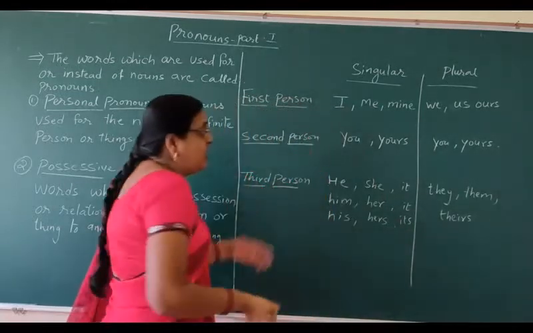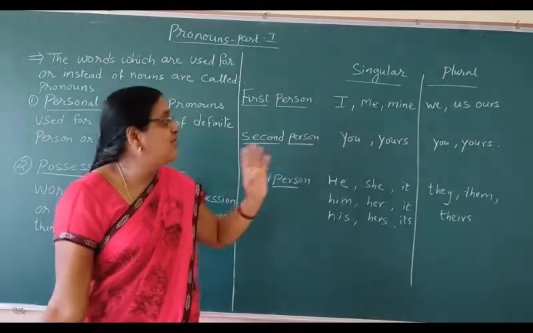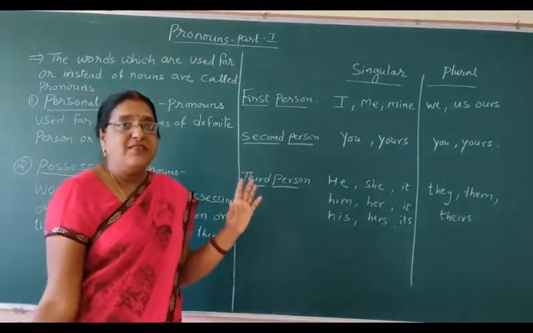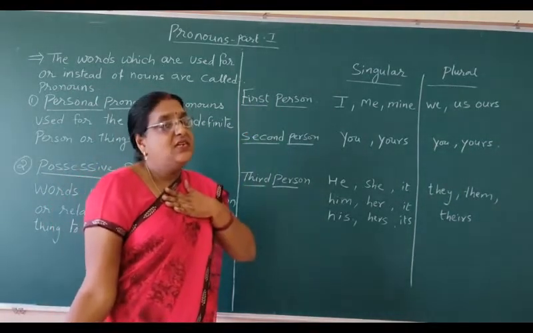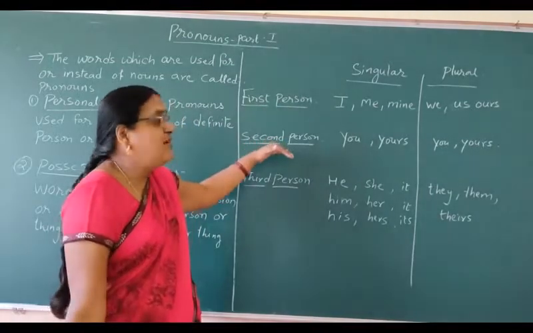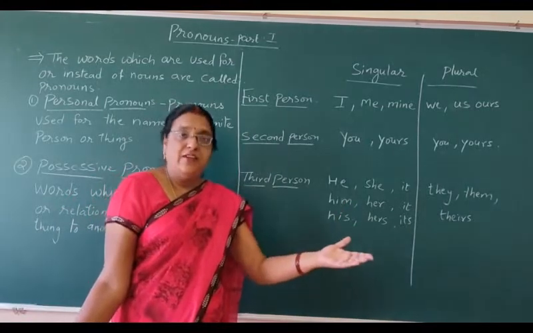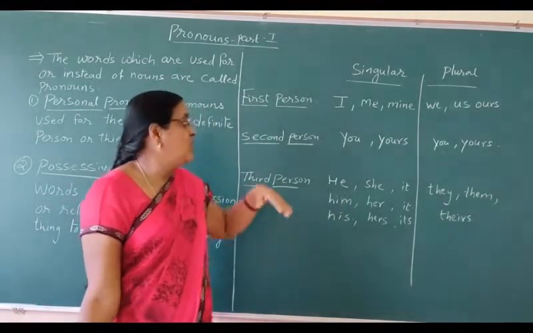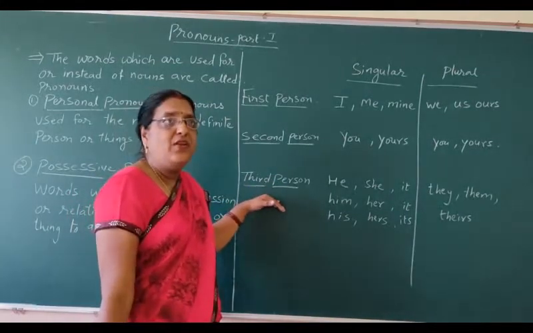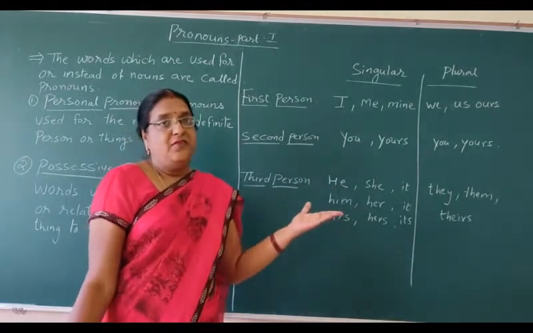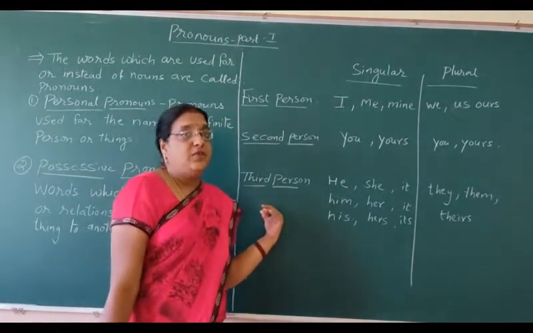So here is the chart I have made to make it somewhat easier for you to understand. There are three persons. First person is when you are talking about yourself. Second person means when you are talking about a person that is in front of you. Third person means when you are talking about someone else who is not present in front of you.